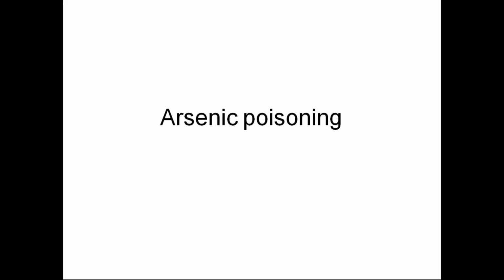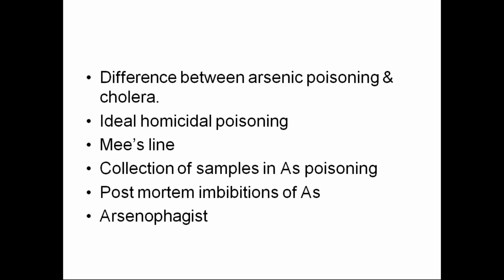In irritant poisons we have again these metallic poisons. So in metallic poisons we have arsenic, lead, copper, mercury, and then we have inorganic poisons where we have chlorine, phosphine, metals like that. So today we'll look into arsenic poisoning briefly.